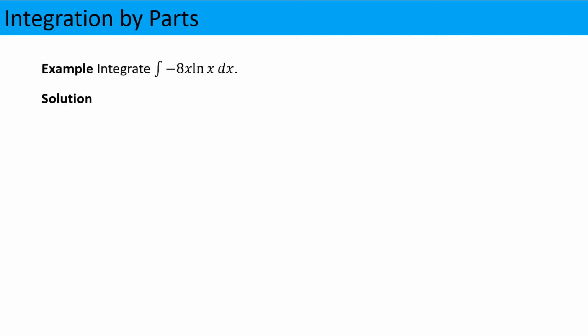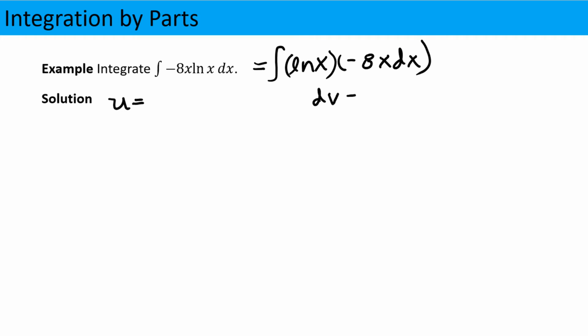Example, integrate negative 8x ln of x dx. For this problem, I'm going to switch the order of the terms, and I'm going to write this as the integral of ln of x first, and then times negative 8x dx. Now we'll begin the integration by parts process. We need to identify the u and dv.